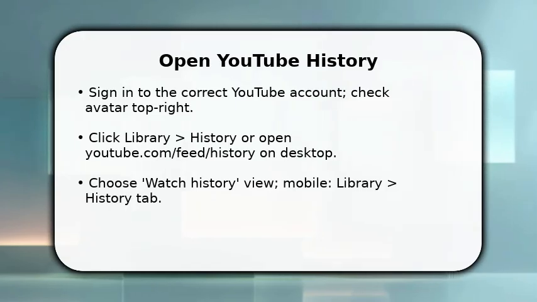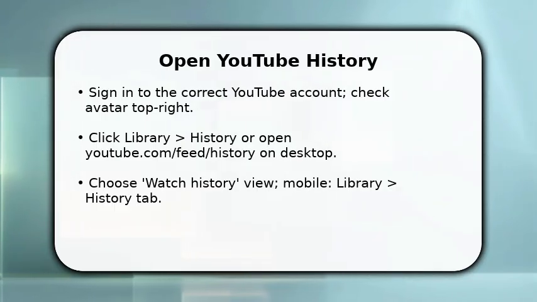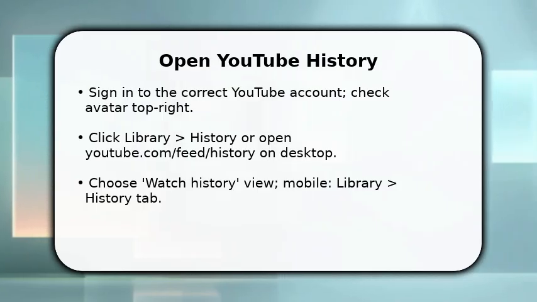Enjoy the video. You're signed in, so start by opening YouTube and confirming the account shown at the top right. That ensures the right history. Once done, click Library then History, or enter the History page directly. On mobile, tap Library then the History tab. This initial step loads the watch history list and recent activity.